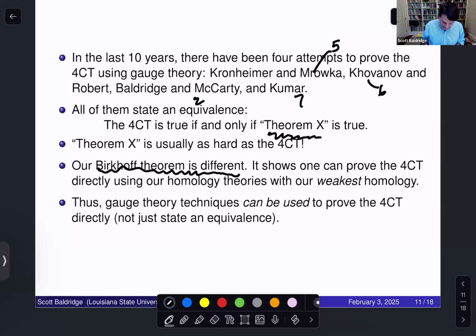The main point is that this is the first time in 10 years where we can actually prove something positive using some of the gauge theory techniques. So what that means is that I want to encourage everybody to go look at all 4 of these ideas. There's a real reason to look at them, and I'm hoping that this gets more people excited about looking at all of them, not just ours.